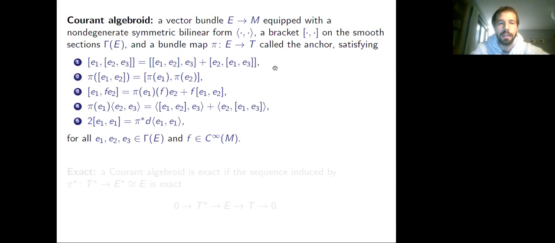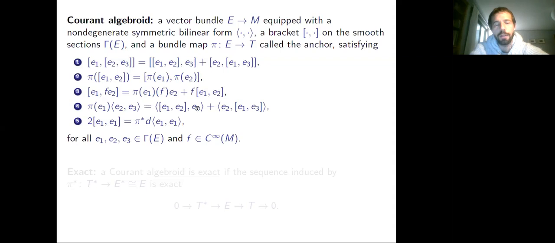And the equations, or the axioms, which are satisfied by these three geometric components are the following. The first one is just saying that the bracket satisfies the Jacobi identity. The second one is that the anchor map has to be bracket preserving with respect to the Lie bracket on vector fields and this abstract bracket that I told you. The third one is that the bracket acting on the second component is a differential operator of order one.